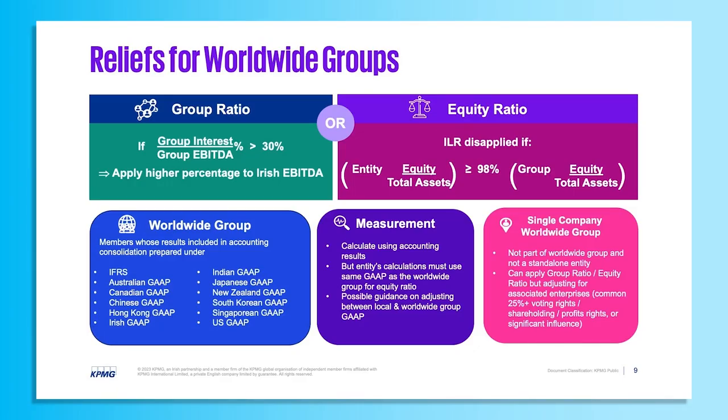We're now going to consider two reliefs that are available in respect of worldwide groups. Where an Irish company is a member of a worldwide group, it has access to certain reliefs and exemptions. A worldwide group is one where there is line-by-line accounting consolidation of its members, but only where they are consolidated under certain recognised, generally accepted accounting practices. These are listed on the screen. They include IFRS and Irish GAAP. Where a company is a member of a worldwide group, it is able to access, potentially, the group ratio relief or the equity ratio exemption.